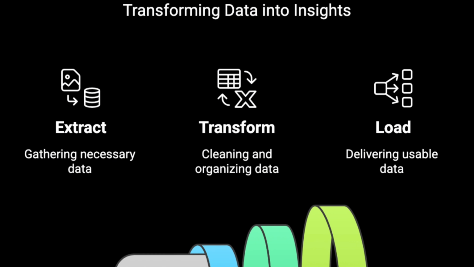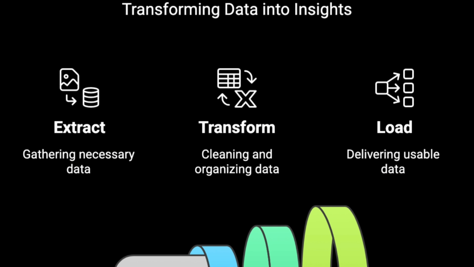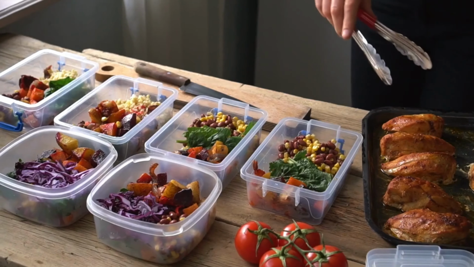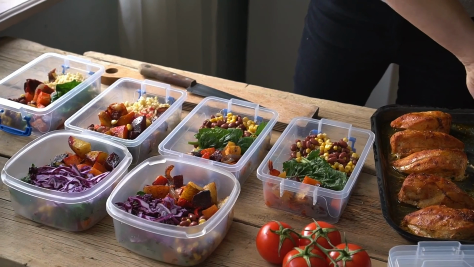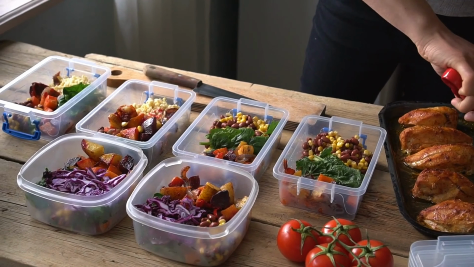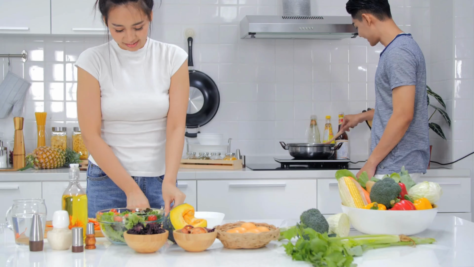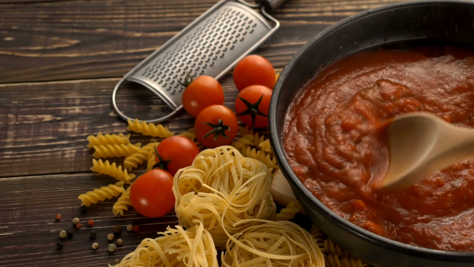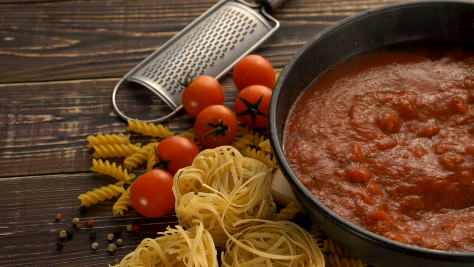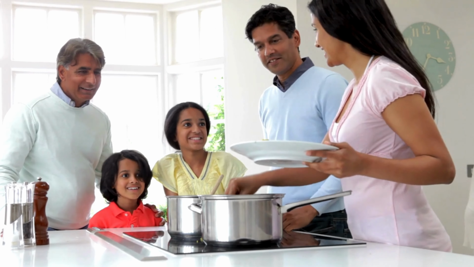ETL stands for Extract, Transform, Load. It's the 3-step process that moves data from one place to another, making it clean, structured, and ready for analysis. Think of it like cooking a meal, where you extract, gathering raw ingredients from the market. Then you transform, cleaning, chopping, and cooking the ingredients to make them usable. Then you load, serving the final dish on a plate, ready to eat.